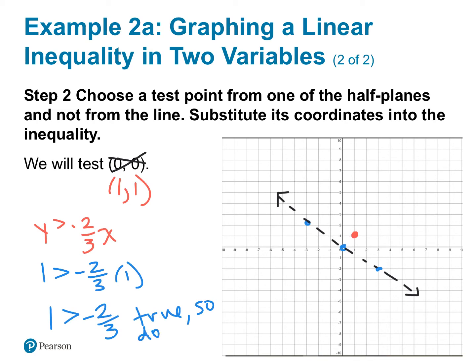So do include 1, 1. So that means we want to shade wherever the 1, 1 is at. So that's my red dot, so I'm going to go ahead and shade that area. It's going to be everything above that dotted line. So I could pick any point. I could test this point here, it should be true. This point here should make it true. Anything in between as decimals and fractions, anything in that yellow is going to make this inequality true.